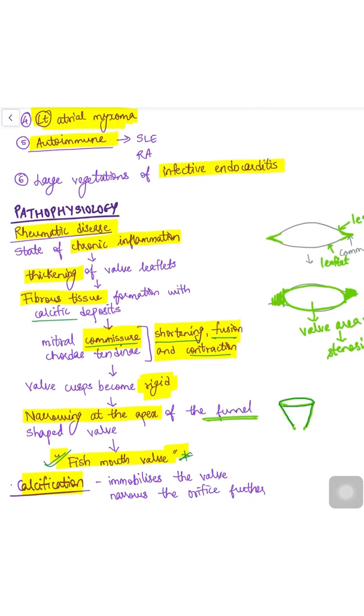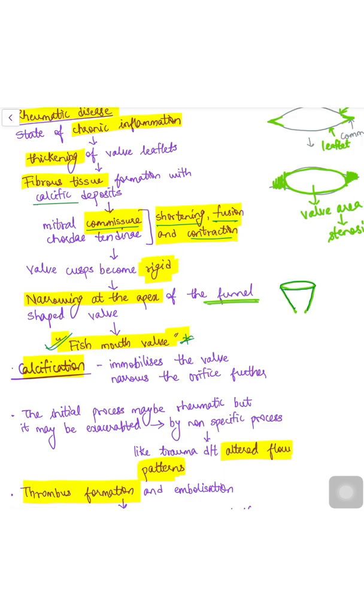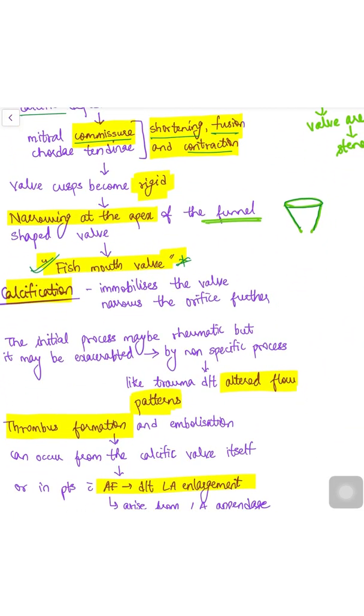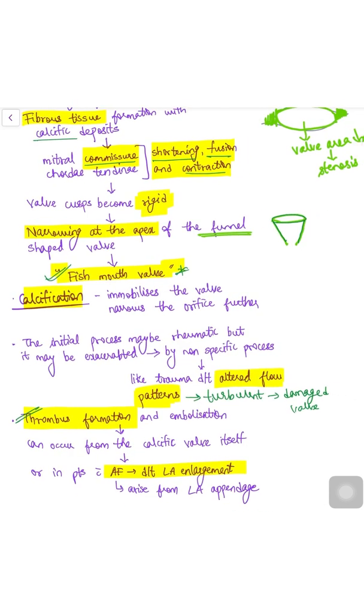Apart from rheumatic valvulitis, the mitral valve can also get calcified. The calcifications are going to immobilize the leaflet and the valve, and it narrows the orifice. The initial process of fibrosis and thickening may be rheumatic or calcific in origin, but because of the narrowing of the valve area, there is turbulent, altered blood flow across the valve. Turbulent flow is going to cause more damage to the valve, which will lead to thrombosis or embolization and further complications. So this is the pathophysiology of how the valve orifice narrows.